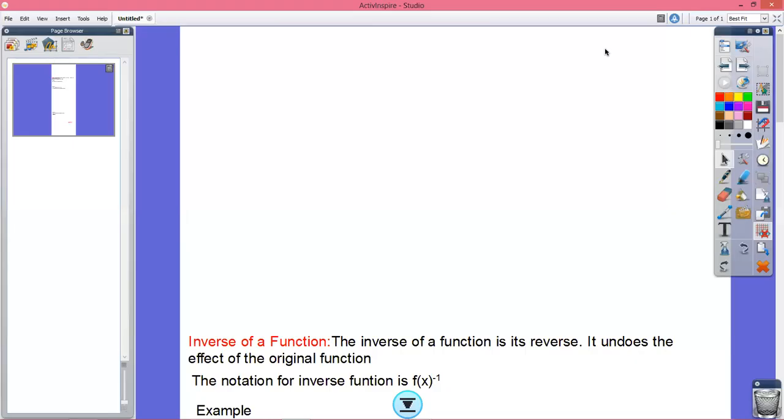Now today we are going to study inverse of a function. Now let's try to understand what it means, the inverse of a function.